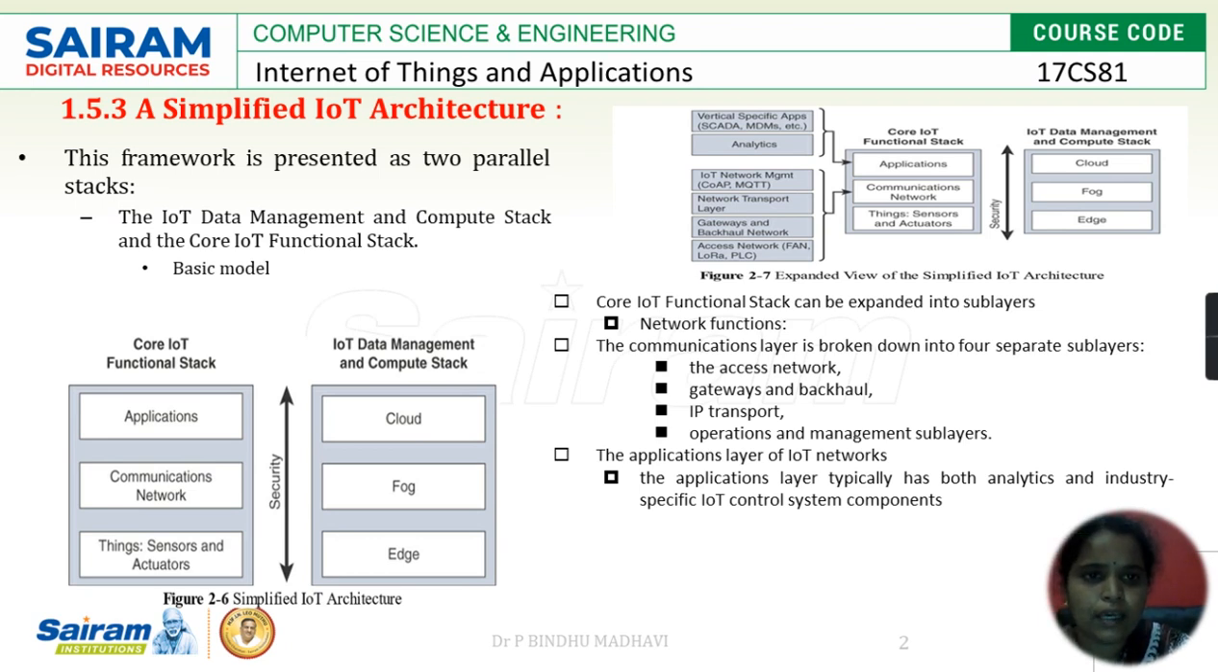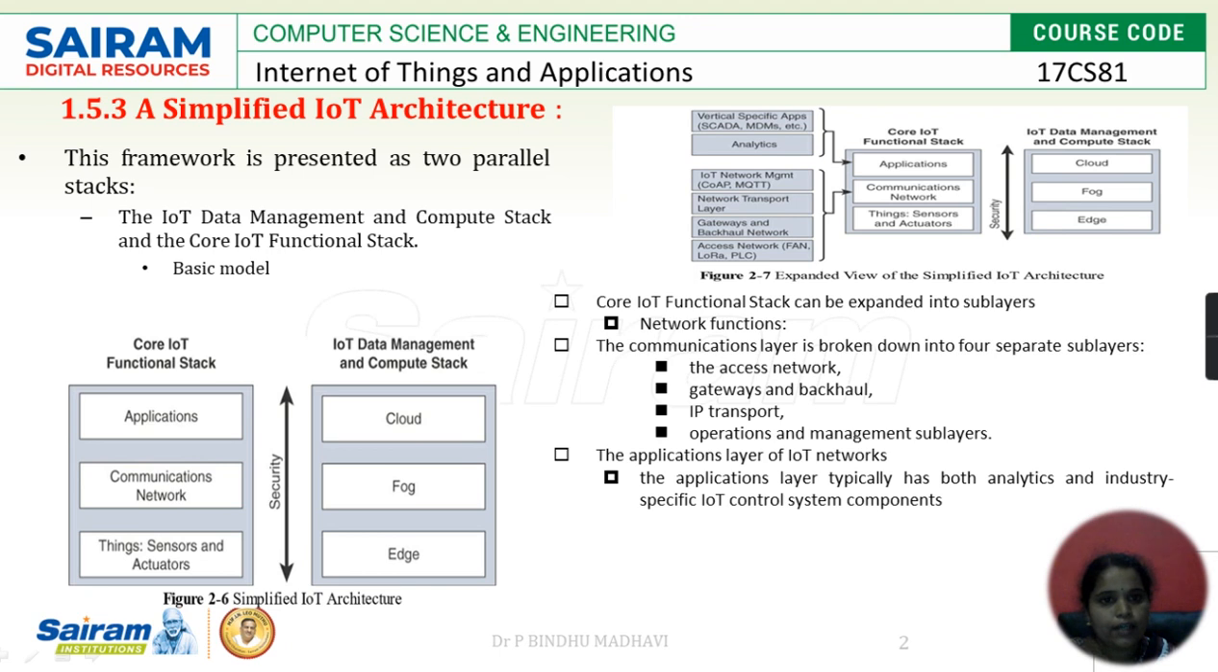And here, you can see this core IoT functional stack is further divided into 3 layers: network functions, followed by the communication layer, then the application layer. This network functions layer, we know what its functions are, right? It has to connect with the firewalls, then traffic, then storage, computation, control, and connecting with the routers. All these are the functions of the network.